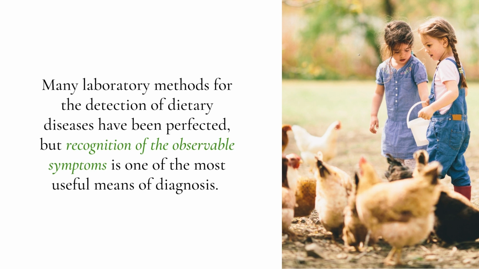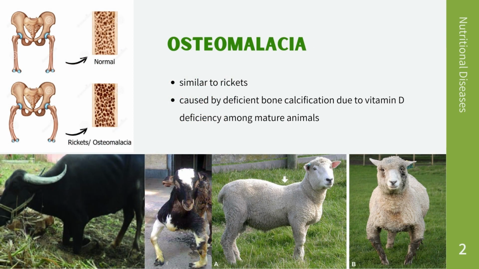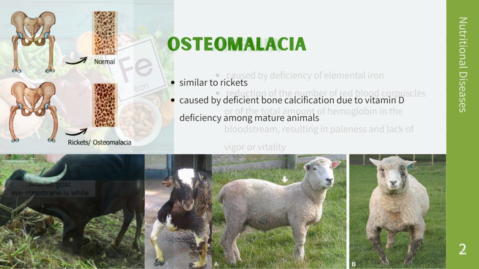Here are the most common nutritional diseases in the animal production. First is rickets. This is a disease of the skeletal system, principally of the young animals, resulting from the deficiency of vitamin D and insufficient exposure to sunlight. It is also characterized by softening and bending of the bones. Osteomalacia. It is similar to rickets. It is caused by deficient bone calcification due to vitamin D deficiency among mature animals.